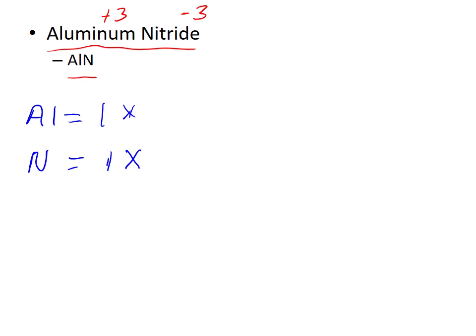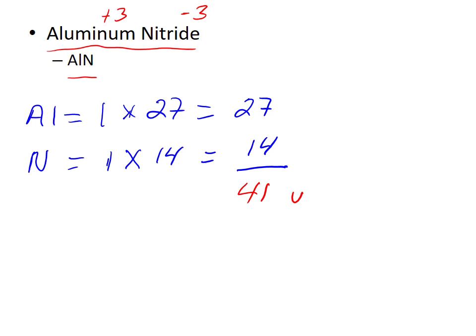And then we have to look up on the periodic table the atomic mass number. Aluminum, when we round it, is 27. So 1 times 27 is 27. Nitrogen, if we look it up, it's 14 when we round it. And 1 times 14 is 14. We add the 2 together, we get 41. The unit is the u, standing for atomic mass unit.